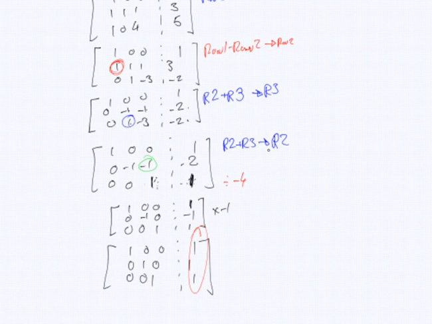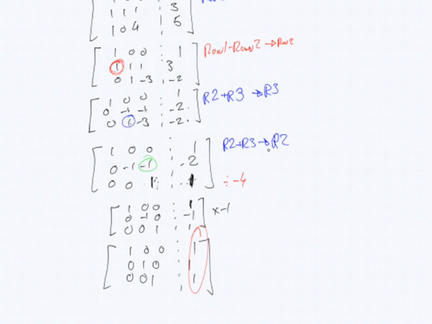First, I'll put this first, this second, and this third. Okay, so let's do that. 1, 0, 0, 1. 1, 1, 1, 3. 1, 0, 4, 5. Okay, what should I do next?